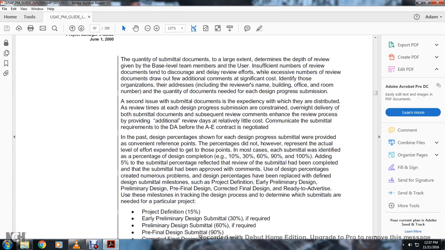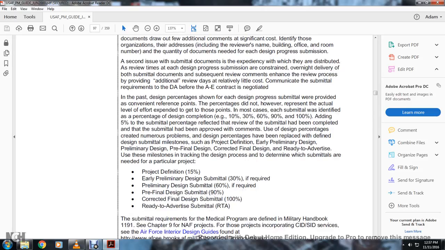Our second issue is the submittal documentation expenditure, which is distributed over the review time and the decision progress of the submittal, with the constraint of overnight delivery. Subsequent review comments are enhanced with the review process, provided with additional review days at relatively little cost. Communicate the submittal requirements to the DA before the architectural and engineering contract is negotiated.